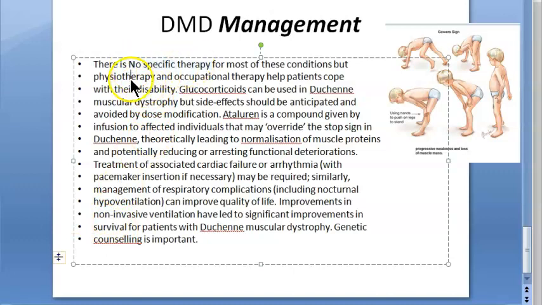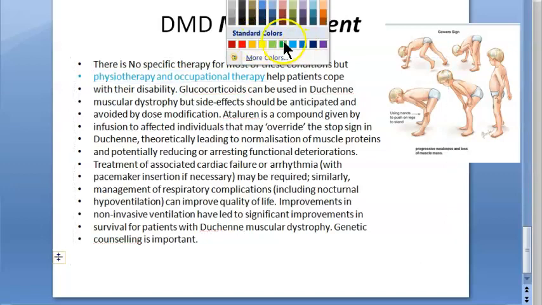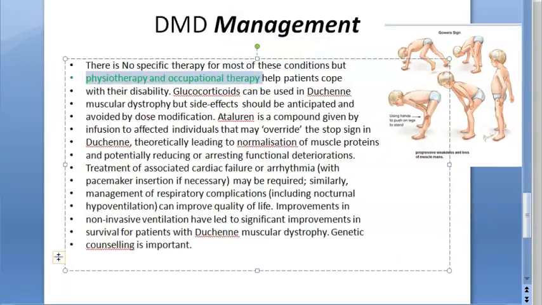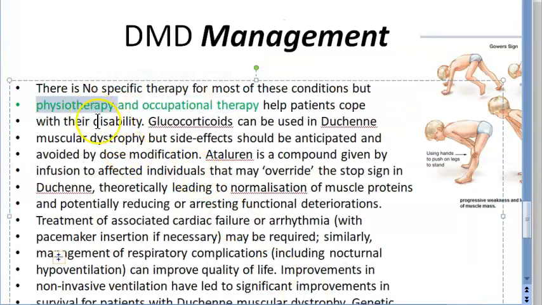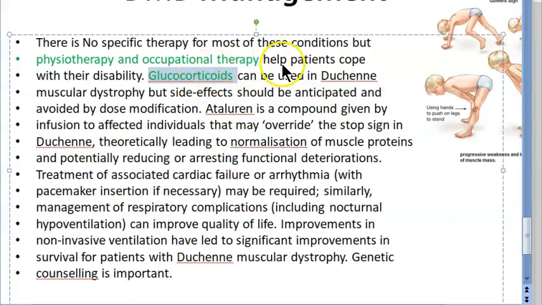There is no specific treatment they're saying, but there is physiotherapy and occupational therapy. So to help them have an occupation at least, something like that they're telling. So physiotherapy for muscle strength, etc. Glucocorticoids can be used. That is, a steroid can be used, but it will have side effects like any steroid, immunosuppression. Other things about steroids, you should know what the side effects will be.